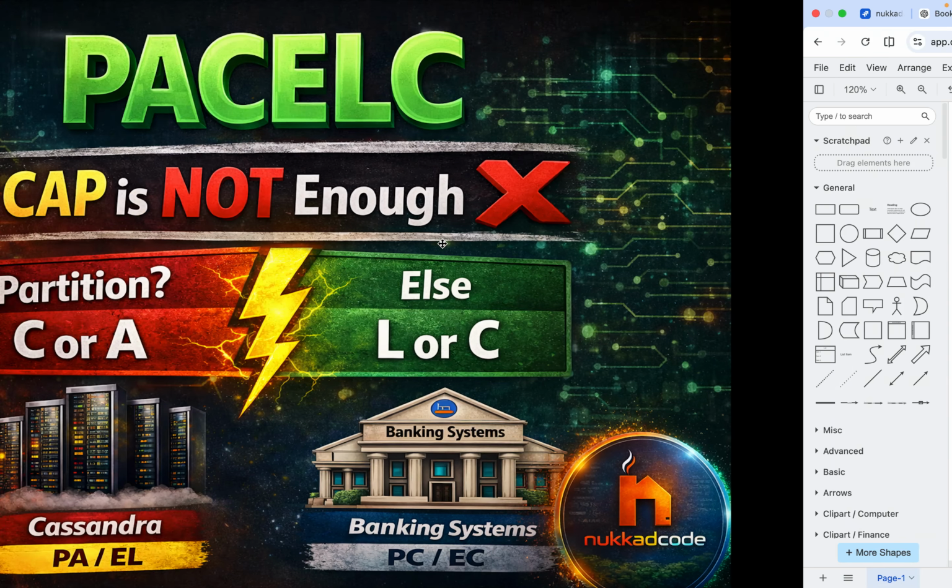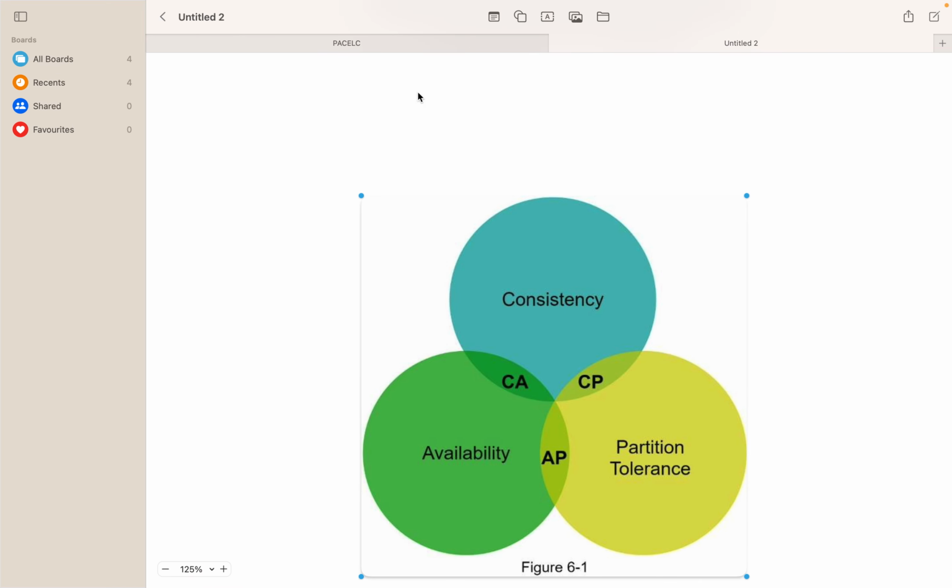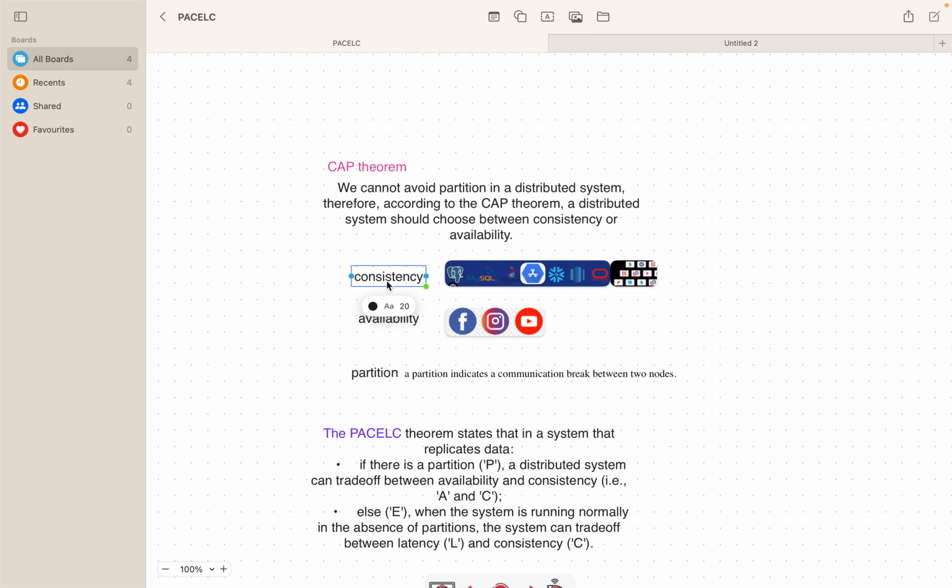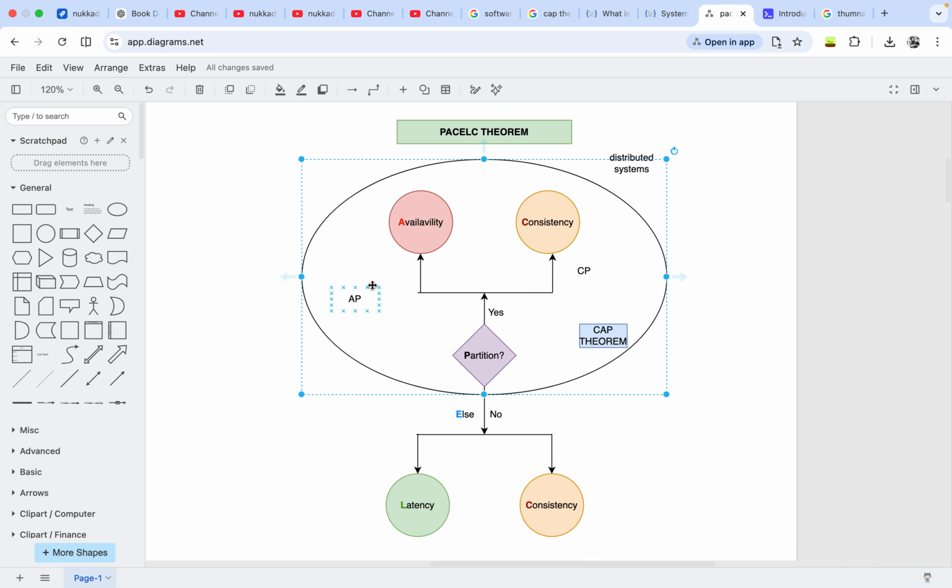Now come back to this diagram. Here you can see consistency and then availability. If partition and availability are together, then it is an AP system. And if we choose consistency when partition happens, then it is a CP system, right? Till here I think you are clear. So this is our CAP theorem in a distributed system.